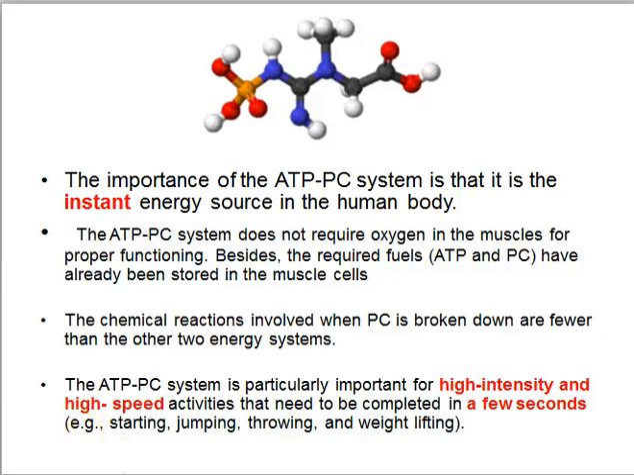Alright, part 2 of the energy systems. We left off in the last video with talking about the ATP-PC system, any activity lasting up to 10 seconds, high intensity. Remember, we also have the ATP system, which is just 1 to 4 seconds. And the important thing to remember about ATP is that we call upon this for any activity we do for the first 10 seconds, no matter what we're doing.